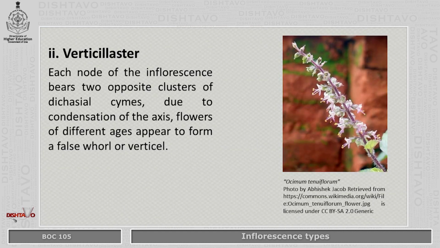The next specialized type is verticillaster. In verticillaster inflorescence, each node of the inflorescence bears two opposite clusters of dichasial cyme. Due to condensation of the floral axis, the flowers of different ages appear to form a false whorl, or a verticillaster. This is again a characteristic of family Lamiaceae, and I have cited here the example of Ocimum tenuiflorum.